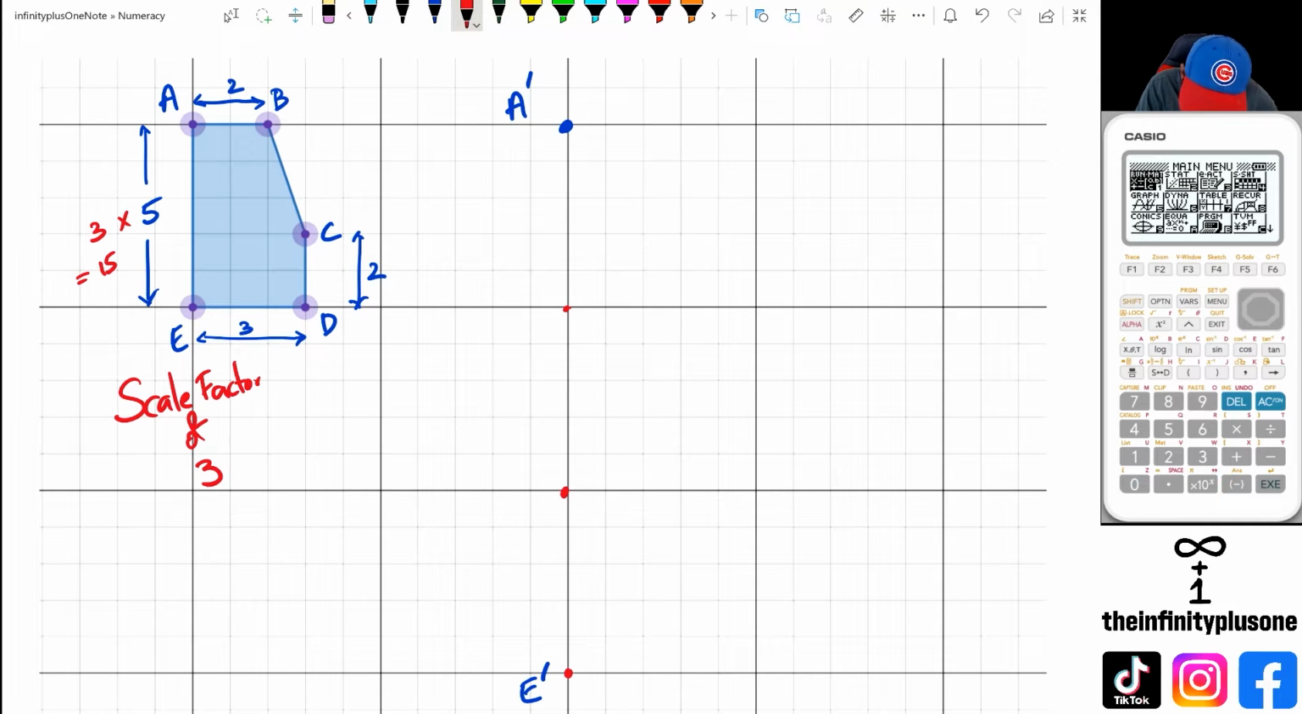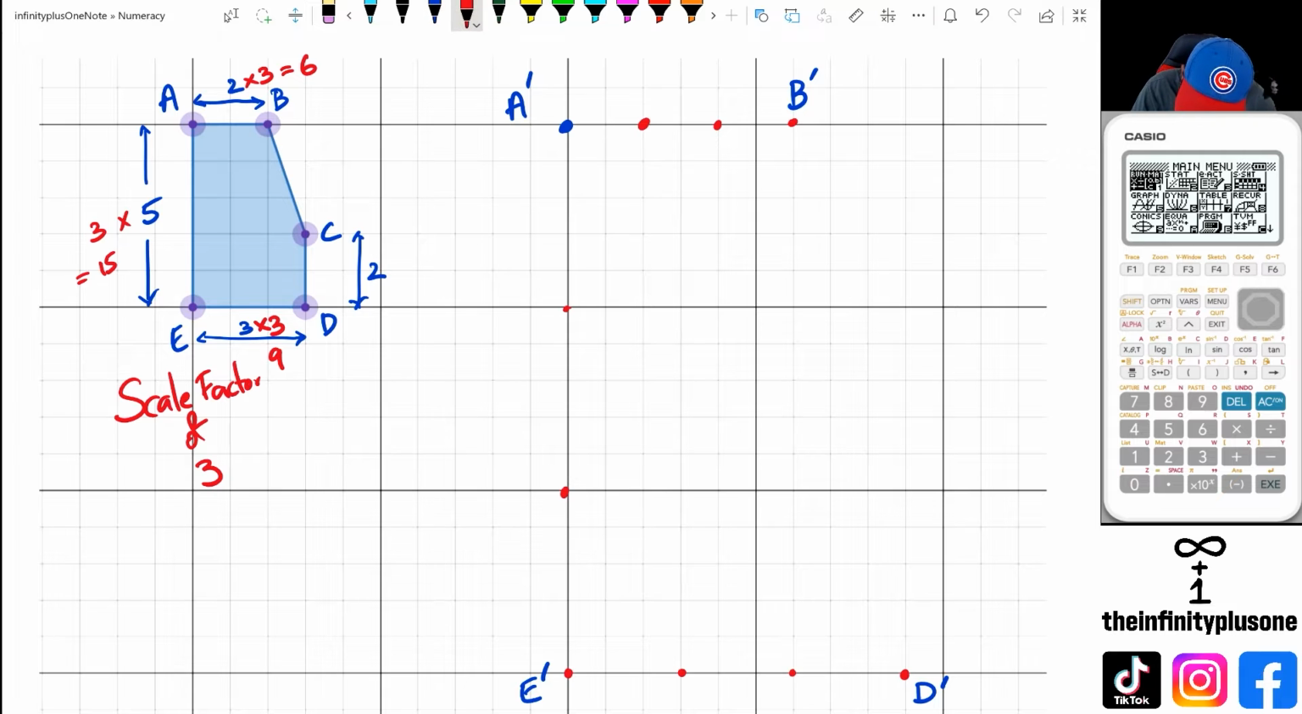Then I do B dash, which is going to be 2 times 3, which equals 6. So it's 2, 4, and 6. So this is where B dash is going to be. And as for D dash, that's 3 times 3, which is 9. So I've got 3, 6, and 9. And this is going to be D dash.